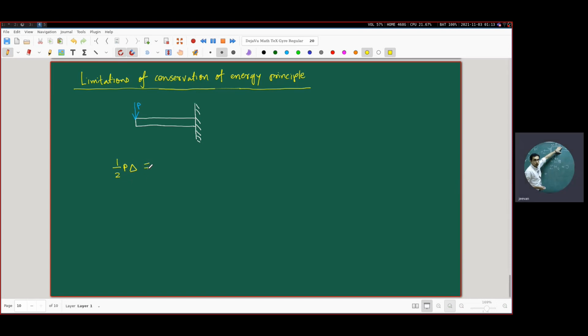So this thing will be equal to what? This will be equal to the strain energy. We are concerned with the beam. Specifically, this is a case of bending of beams under a concentrated load, or a point load.